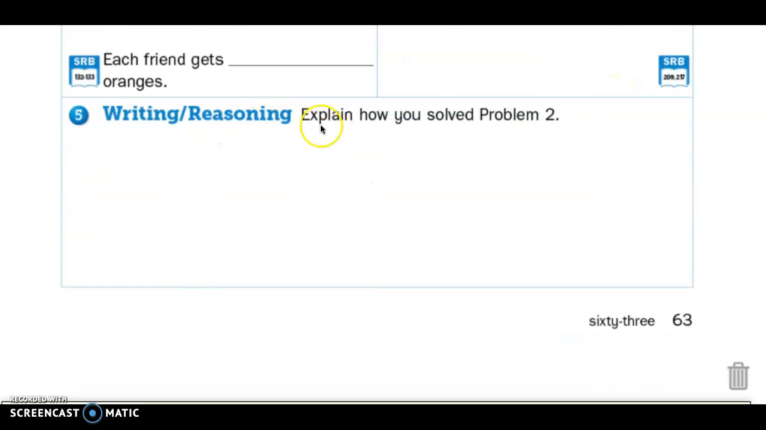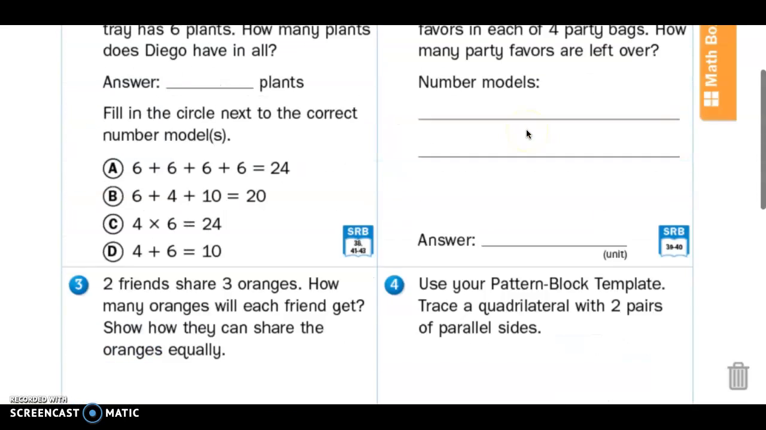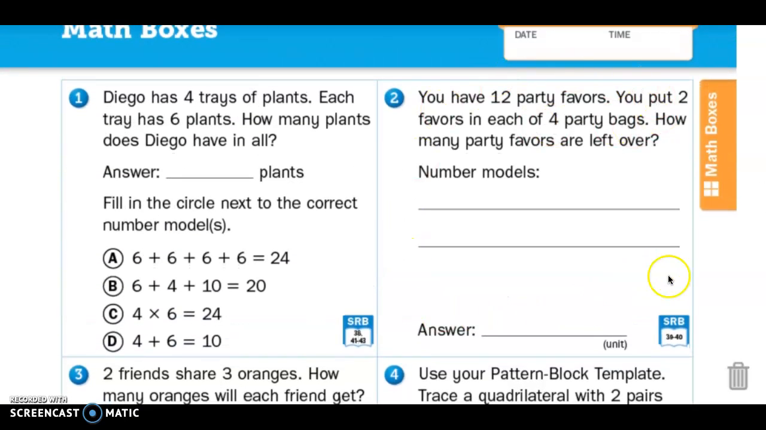And finally, number 5 says, explain how you solve problem 2. How did you figure out how many leftovers or how many remainders you had?